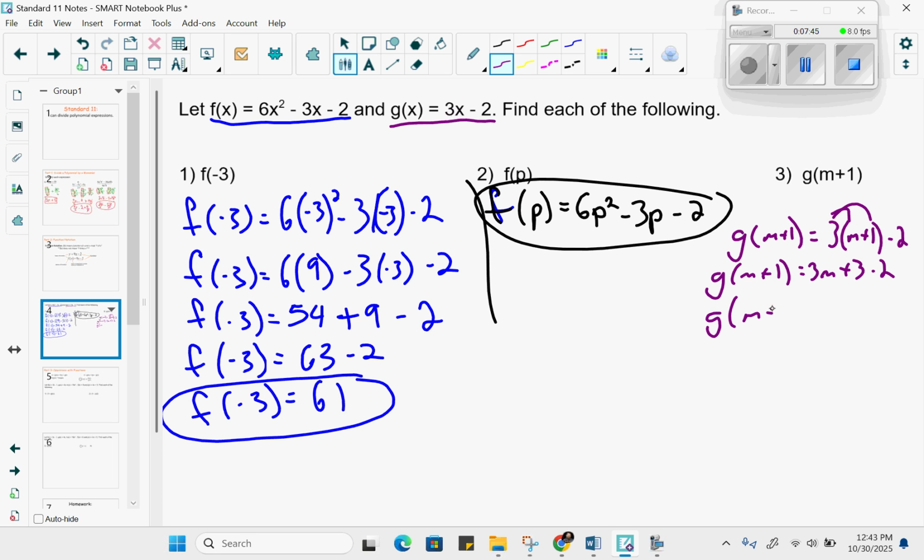G of m plus 1. Put my like terms together. Plus 3 minus 2. So I'm going to have 3 times m plus 1. And that's as far as I can simplify. And that's going to be my answer. All right. Remember, you're just following the algebra rules you already know. You're going to simplify it as far as you can, and then you're going to stop.